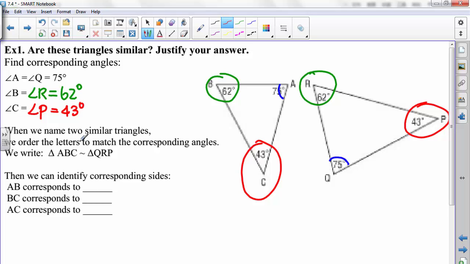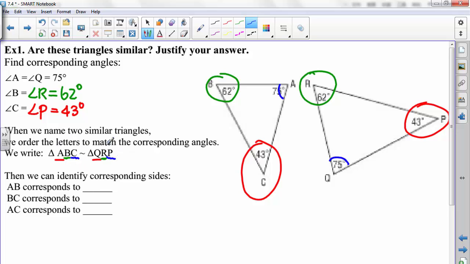Right now we need to learn how to name two similar triangles mathematically. When we name two similar triangles, we order the letters to match the corresponding angles. Since angle A is equal to angle Q, angle A corresponds to angle Q. If I put A in the first place for the first triangle, I will put Q in the first place for the second triangle. Angle B corresponds to angle R, so B and R. Angle C corresponds to angle P, so I will put C and P in the same positions.